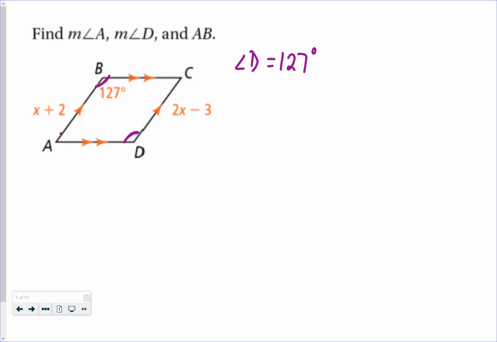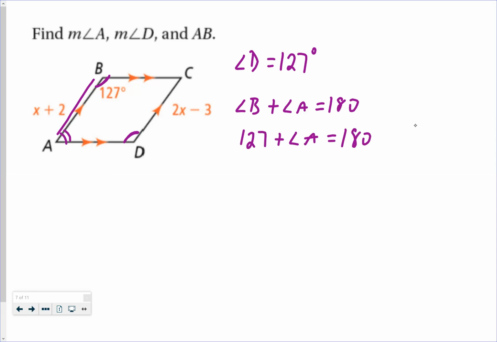Now angle A is going to be different, right? But what do I know about angle B and angle A? They're consecutive angles. They're sharing the side, so they have to add up to 180. So angle B plus angle A, they have to equal 180. And what do I know? I know that angle B is 127. So I just do 180, and I take away 127. And so I find that angle A has to be 53.